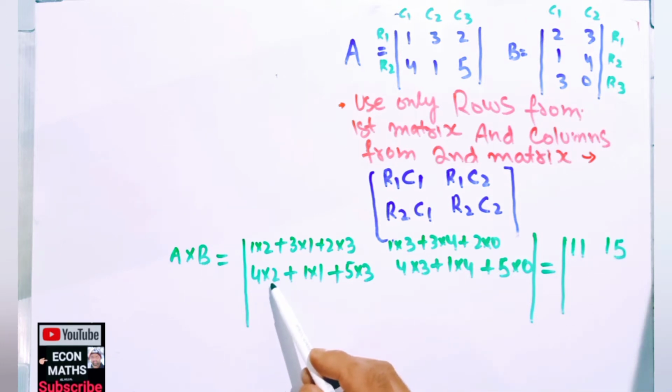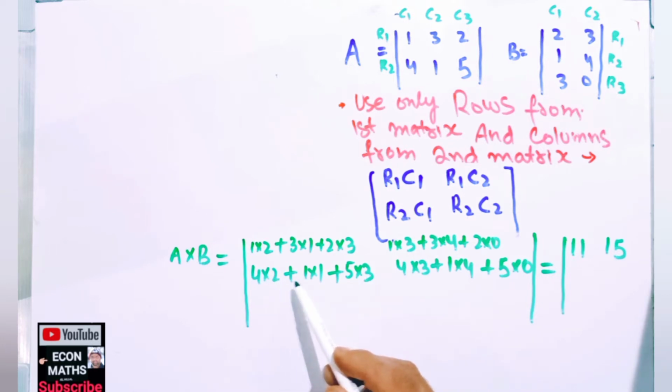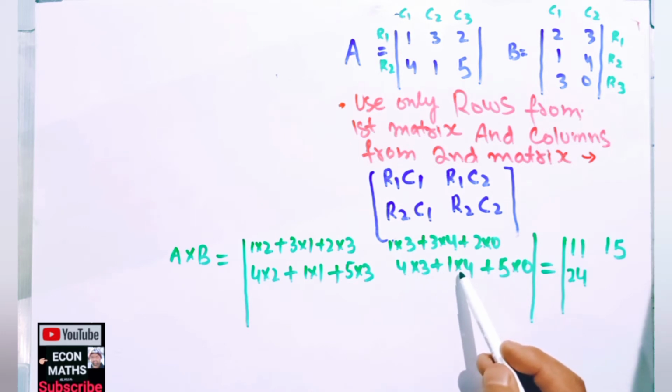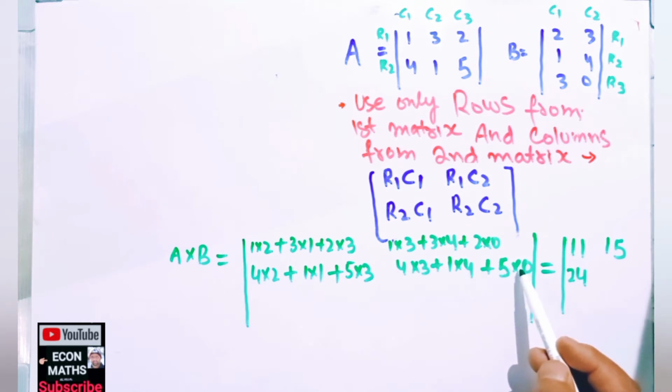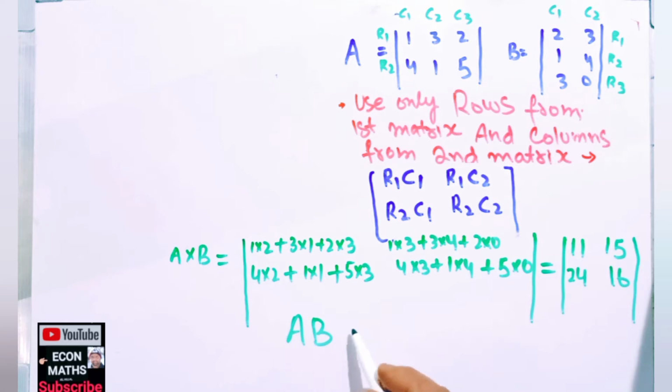Similarly, this is 4 twos are 8 plus 1 ones are 1 plus 5 threes are 15. So this is 8 plus 1 plus 15. So this will become 8 and 1 is 9, and 9 and 15 are 24. So I will write here 24. Similarly, this is 12 and this is 1 fours are 4. So 12 plus 4 is 16 plus 5 into 0. This is 0. So here it is 16. So AB is equal to 11, 15, 24 and 16.